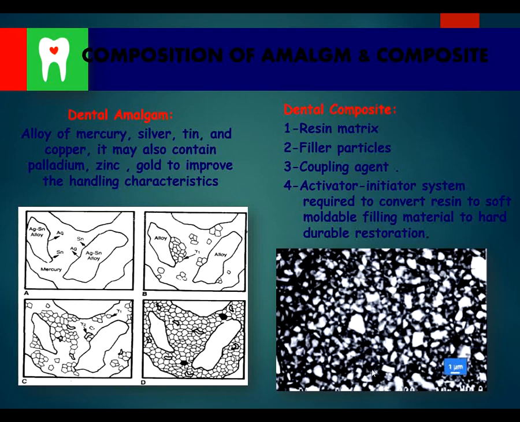If we compare the composition of amalgam and composite, dental amalgam is an alloy of mercury, tin, silver and copper. It may also contain palladium, zinc, gold to improve the handling characteristics. On the other hand, dental composites are composed of resin matrix, filler particle, coupling agent, activator initiator system, which is required to convert resin from a soft moldable filling material to a hard durable restoration.